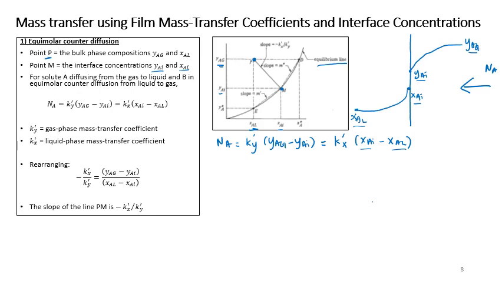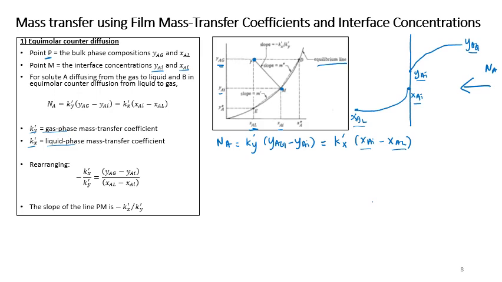So what are KY prime and KX prime? They are just the mass transfer coefficients, liquid film mass transfer coefficients in terms of gas phase and in terms of liquid phase. You may have seen different subscripts such as Kg or Kl, but it just means the same, either it's in gas phase or in liquid phase.